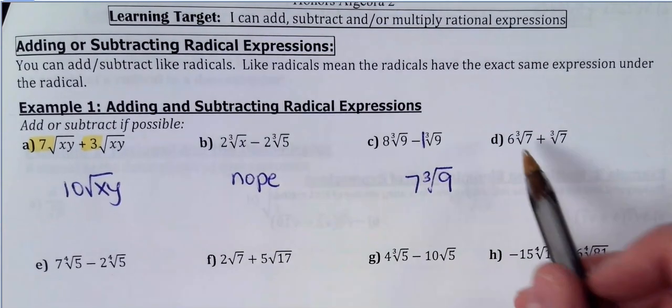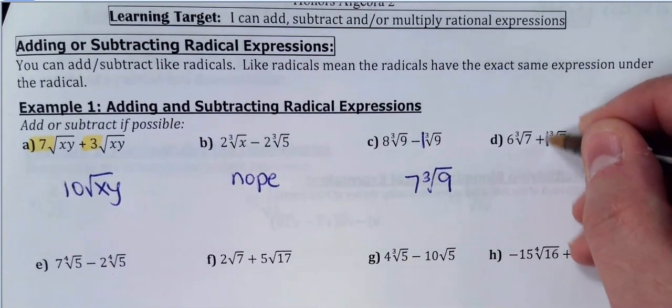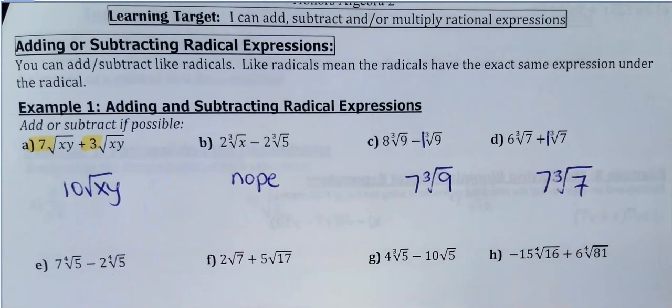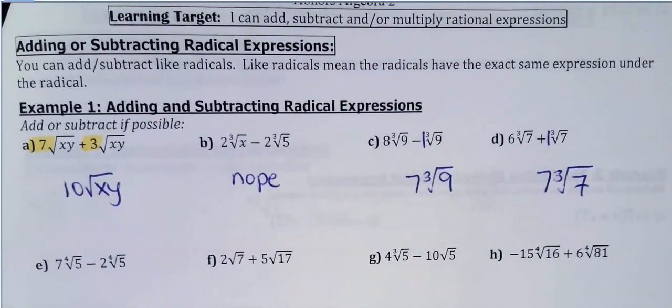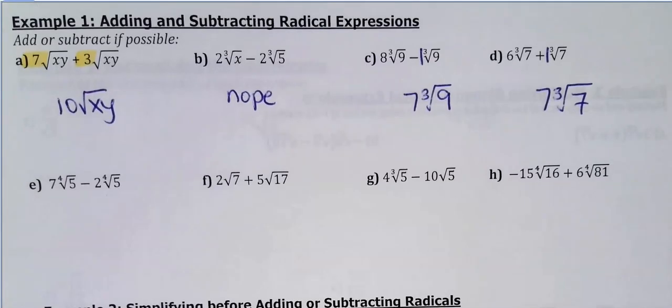This one's almost the same question, but just 6 cube roots of 7 plus a cube root of 7. So I'd have 7 cube roots of 7. Notice I'm not changing what's under the radical at all. All right, I've got 7 fourth roots of 5 minus 2 fourth roots of 5. How many fourth roots of 5 do I have? 5. Done. That's it.